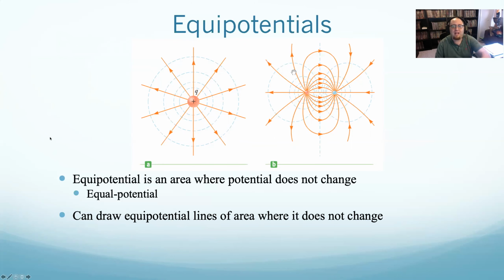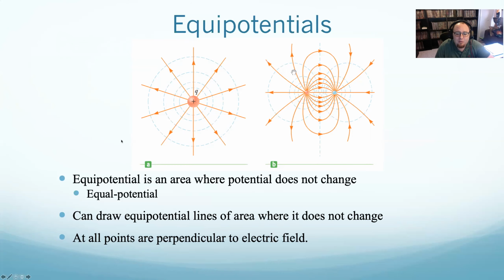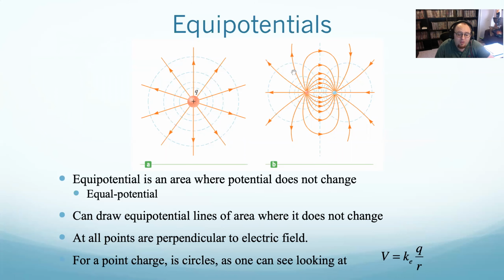And in fact, around any combination of charges, you can draw equal potential lines. And it's kind of a neat thing. Equal potential lines are always perpendicular to an electric field. At all points, the electric field will hit the equal potential line perpendicularly, always. And so if you map equal potential lines, you can map electric fields, which is your first lab.